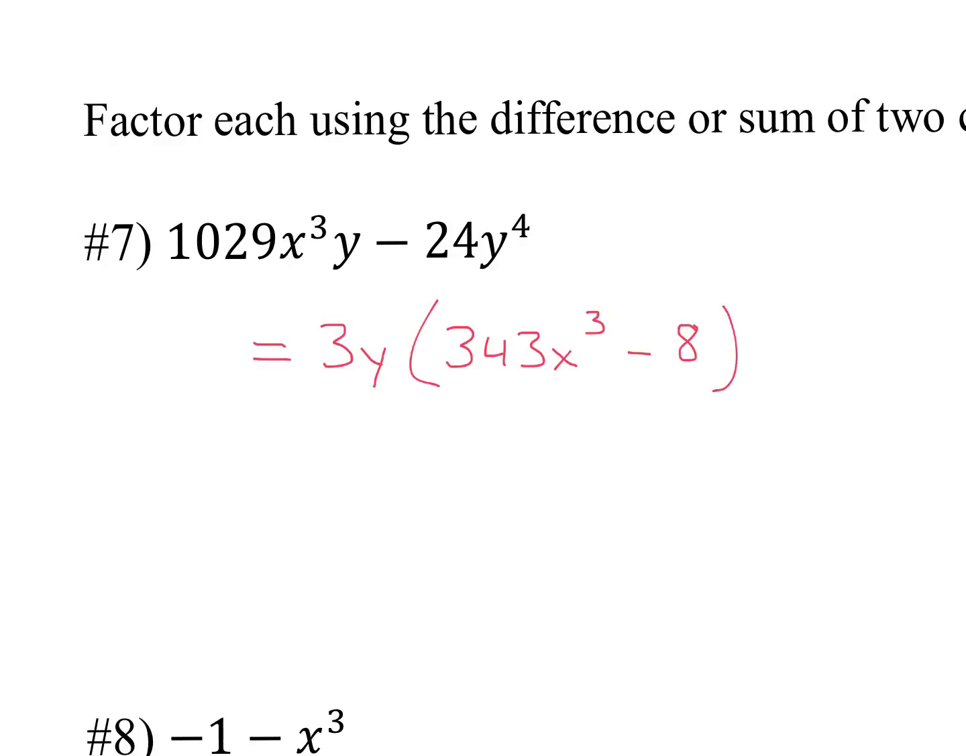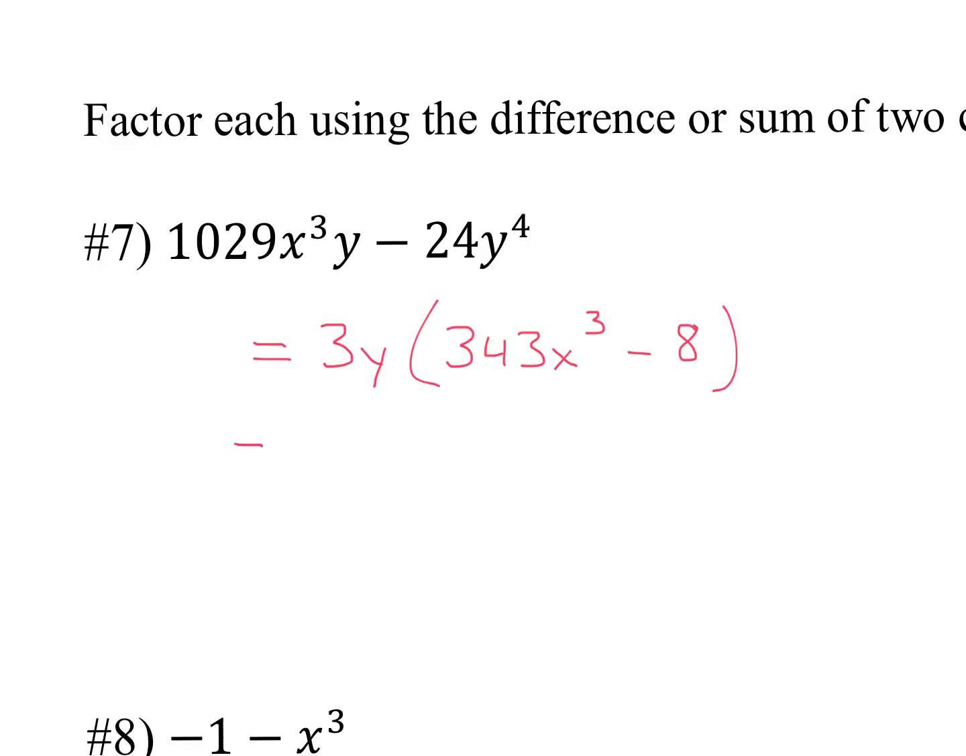Then to see if it's a difference of two cubes, this is a difference for sure because it's subtract, the first term has to be a perfect cube. And it is. The cube root of this is a 7x. Is the last term a perfect cube? It is. Its cube root is 2.